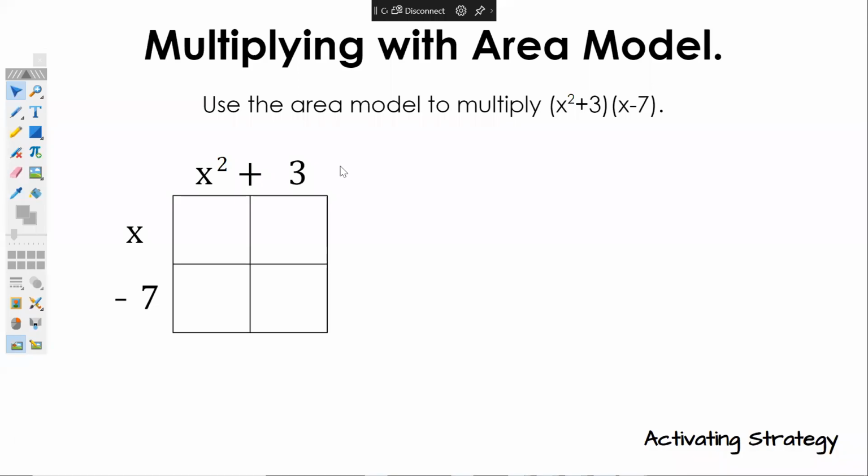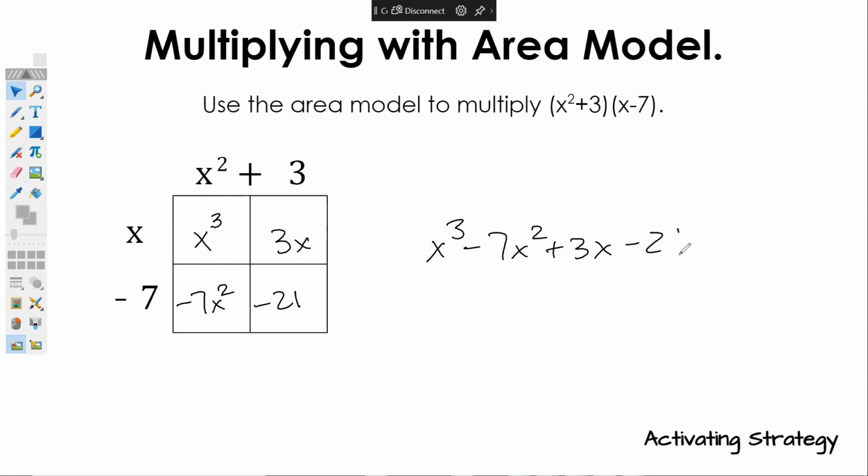Okay, so run that back really quick. When we multiply this, we're going to get x to the third, 3x, negative 7x squared, minus 21. We're going to take everything, write it out. And then if we can simplify anything, we will. But in this case, we can't.